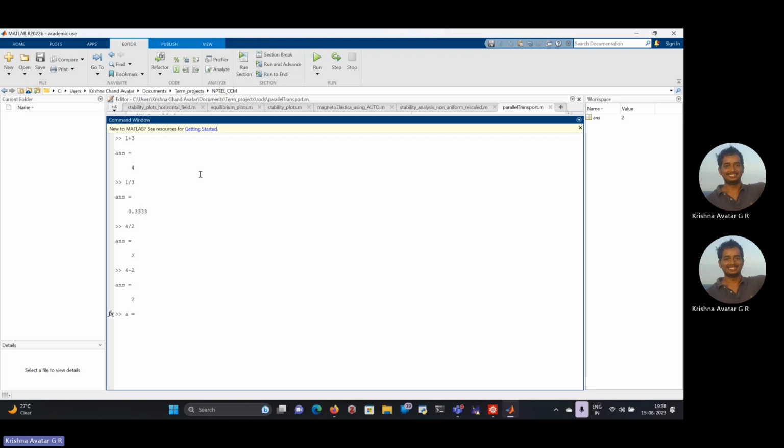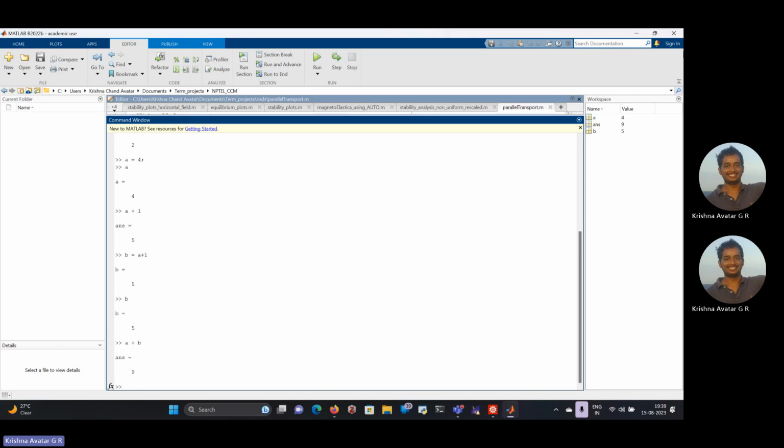Otherwise, we can also assign values to certain variables. Say a is equal to 4, and if I use a semicolon, it will suppress the output. Now, if I press enter, you'll see the value of a. If you are adding something, then a plus 1, the answer will be 5, right? Now you want to save this, so it will be b equals a plus 1. Now it will be saved in b. Now you can have a plus b is equal to 9, isn't it? So this is as if you are using MATLAB as a calculator.